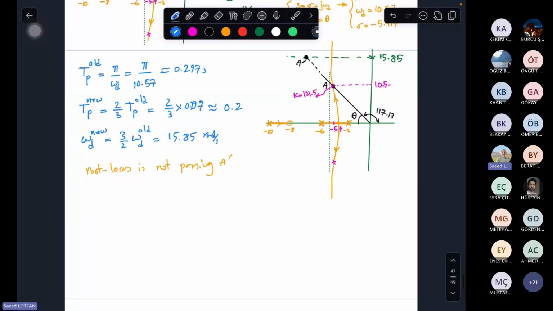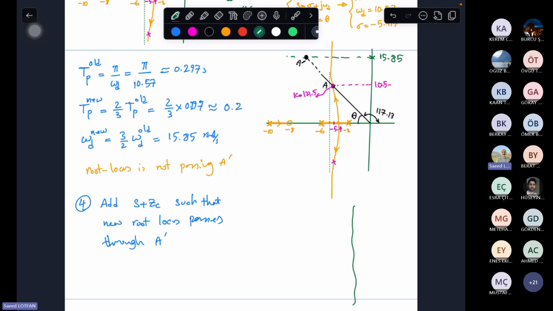This is step 4. Step 4: add S plus ZC such that the new root locus passes through A prime. How do we do that? We do it like this. It is not like we have to trial and error everything. It is like this. Also I had to check that the third order approximation is working.